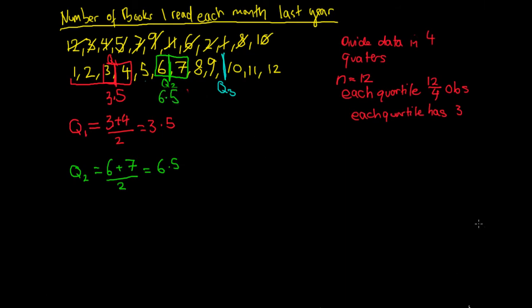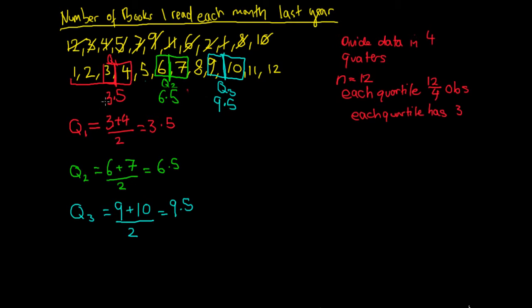And then we'll do it again for our third quartile. We have these other two observations here of 9 and 10. We'll take the average of this 9 and this 10. So 9 plus 10, and we'll divide that by 2. And we'll get 9.5. So as you can see, these values for quartiles are just the average of the two numbers in between.